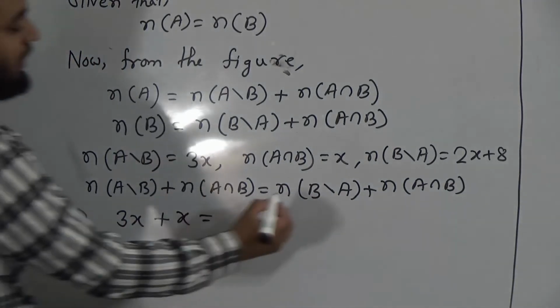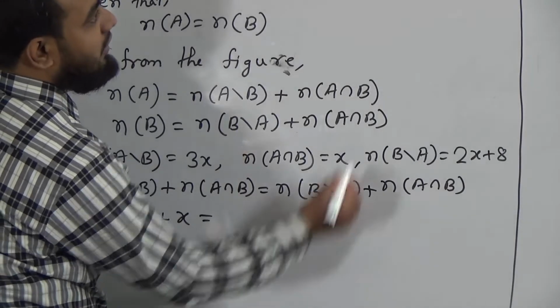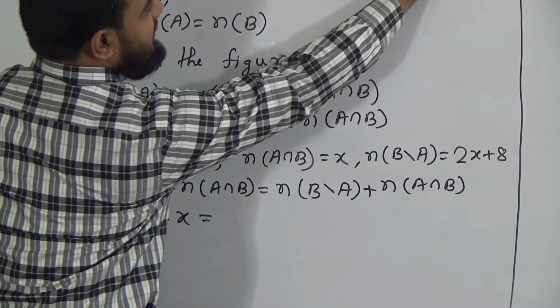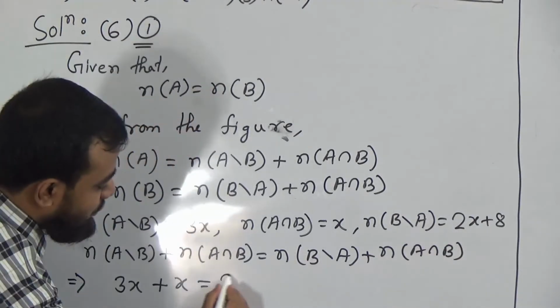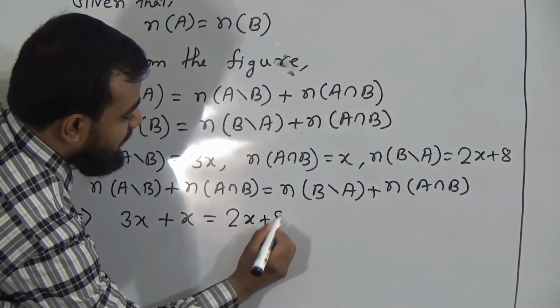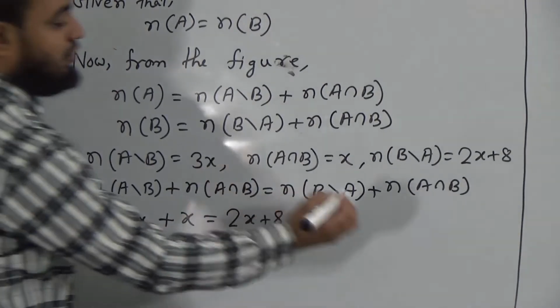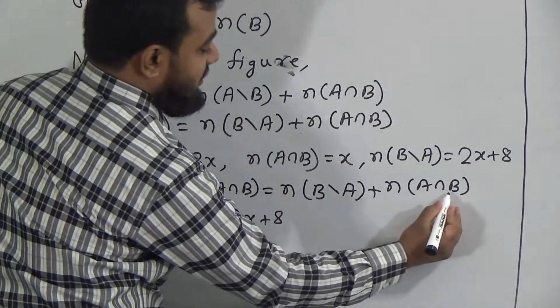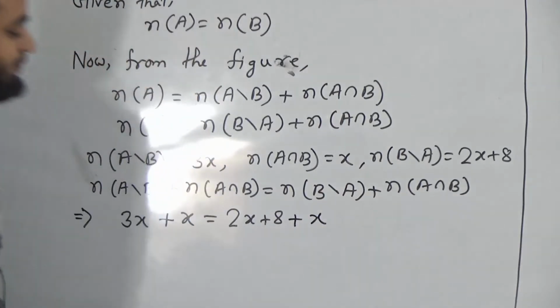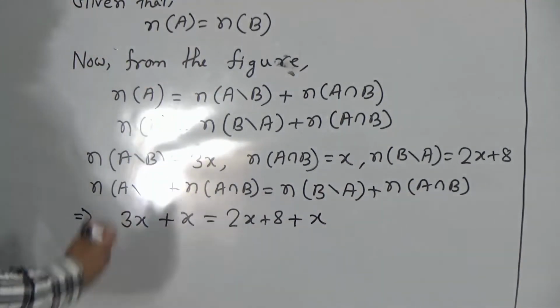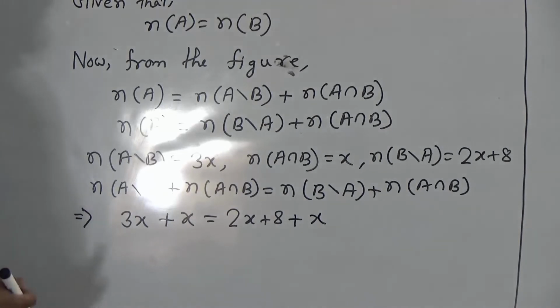That's equal to the number of elements of B delete A, which is twice x plus 8. Already we have written down twice x plus 8. So twice x plus 8 is the value of the number of elements of B delete A. And my dear students, the number of elements of A intersection B is x, that means plus x we should write down. So from this equation we should solve the value of x, which is our required solution.